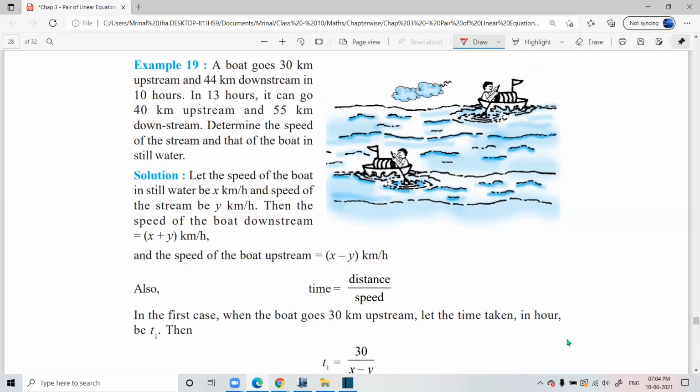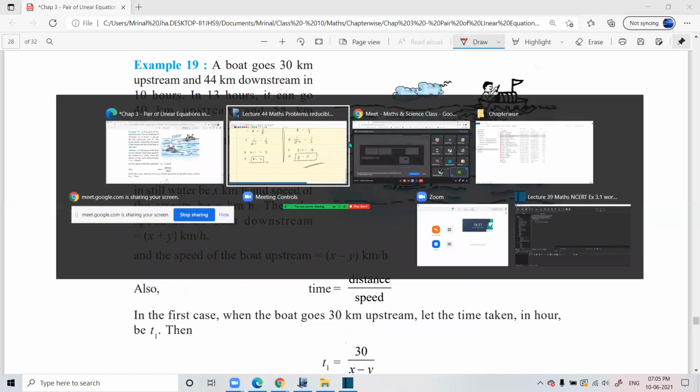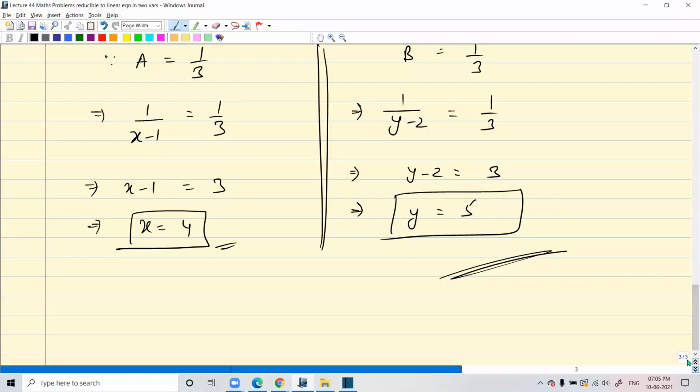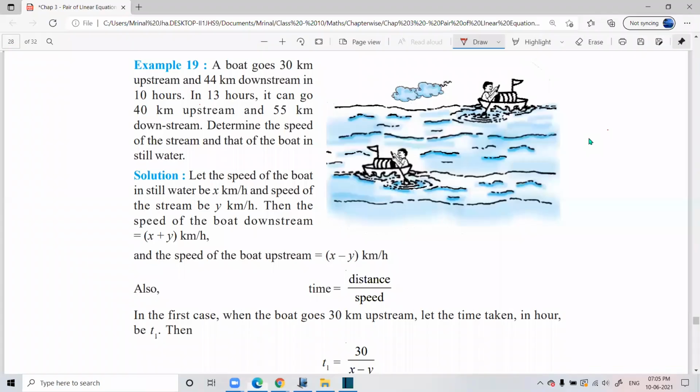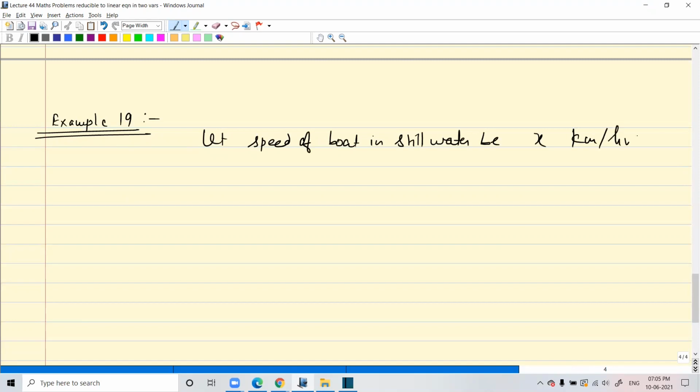Okay, so what we need to understand is that we need to take two variables x and y. But these x and y are not the speed of the boat while you are going up or while you are going down. They're not the boat speeds directly. When we are working on these kinds of problems, we need to assume the speed of the boat in still water. Okay, so let the speed of the boat in still water be x. x what? Kilometer per hour.